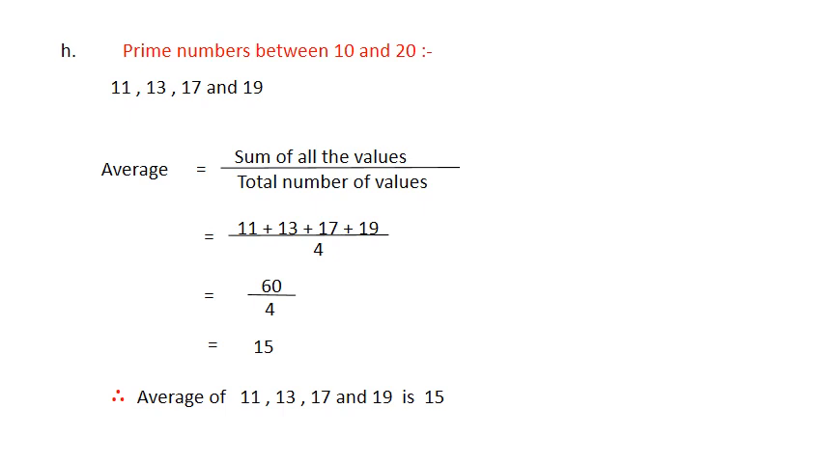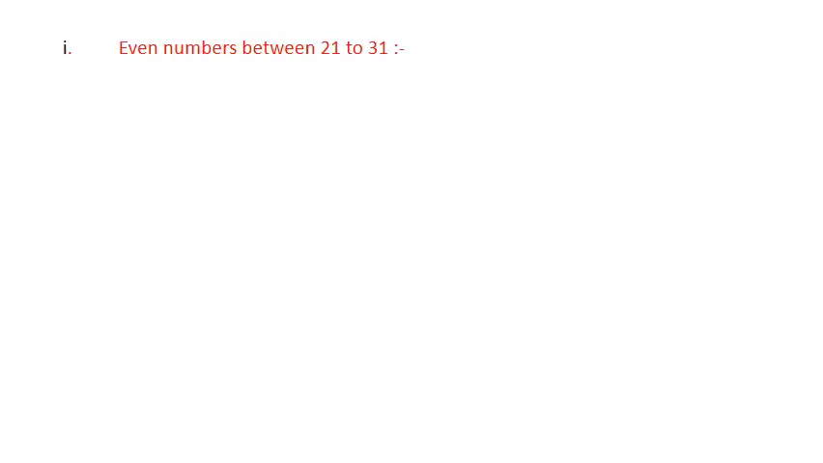Come to the last one. Even numbers between 21 to 30. Now look student, here it says between, so you will not consider 21 and 31. You are going to take the numbers inside these two. So first we will write down even numbers. So even numbers are 22, 23 is odd, 24, 25 we will not write, 26, 28, 30. So these 5 numbers are even numbers between 21 and 31.